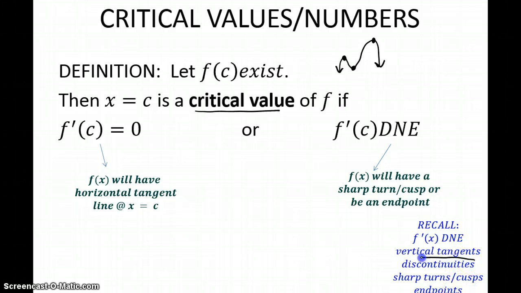If we talk about a discontinuity, okay, the derivative doesn't exist at a discontinuity on the domain of the function. So if it's a discontinuity on the function, it would be a discontinuity on the graph of the derivative as well.